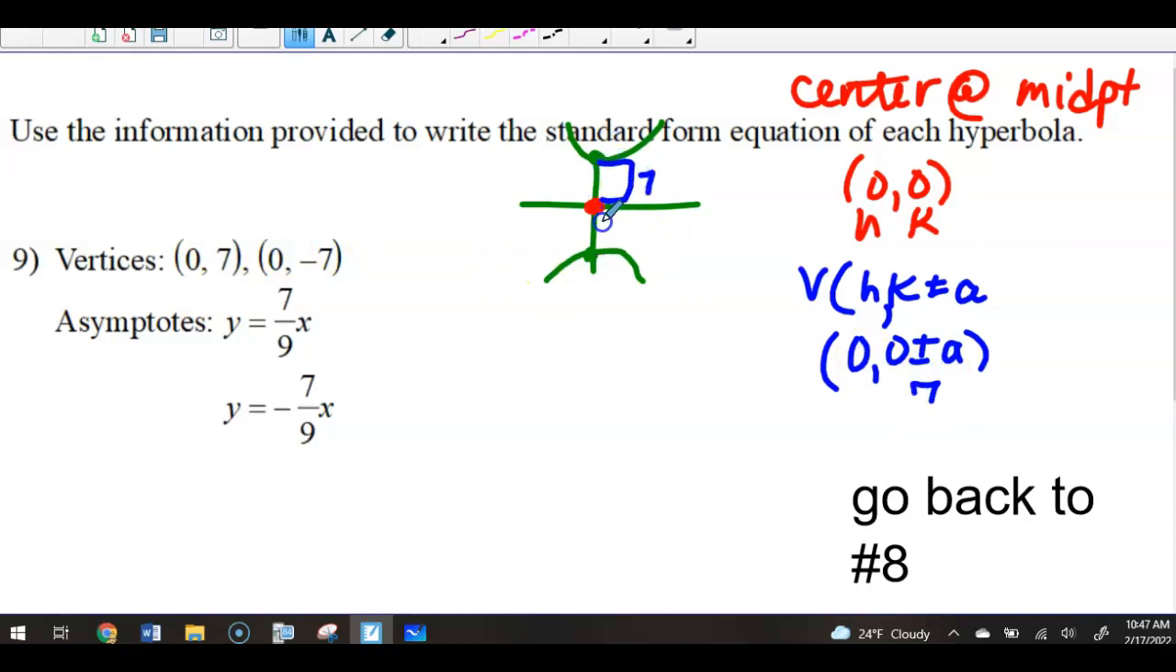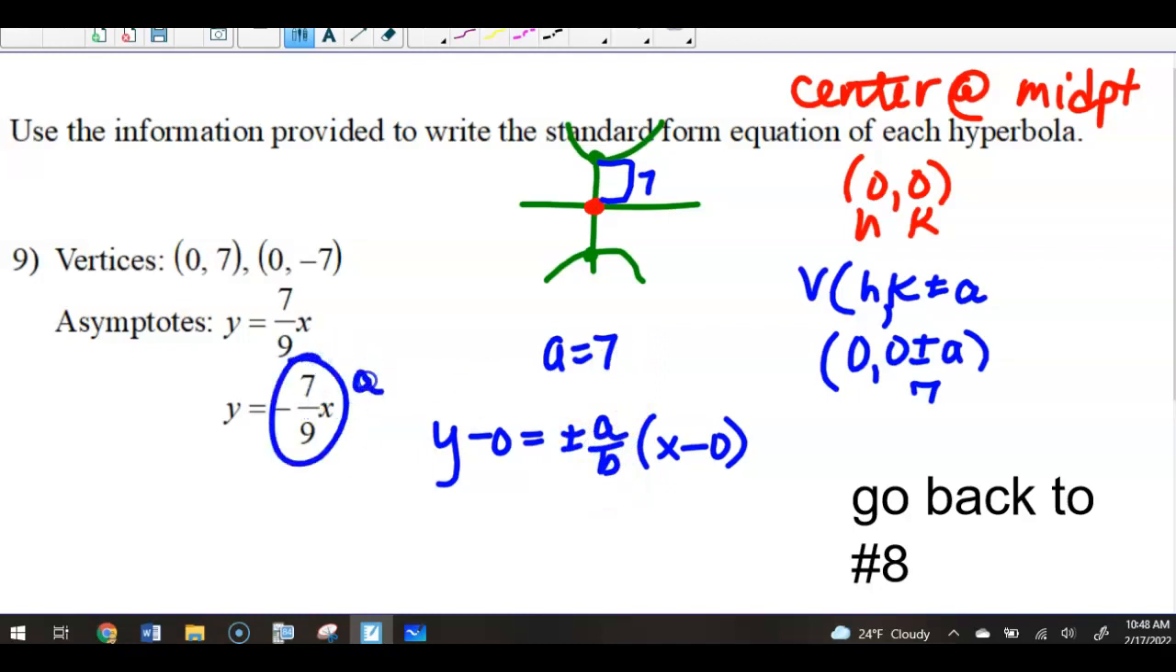Otherwise, like I said, it's just the distance from the center to the vertex. Now, if you know A is 7, the other thing you know when it's going up and down is y minus k equals plus or minus a over b times x minus h. Sorry, this was y minus k, I don't know what I said. So the slope should be a over b. Well, guess what? A is 7. So what do you think b is? Yeah, this is a over b, so b is 9, sorry.